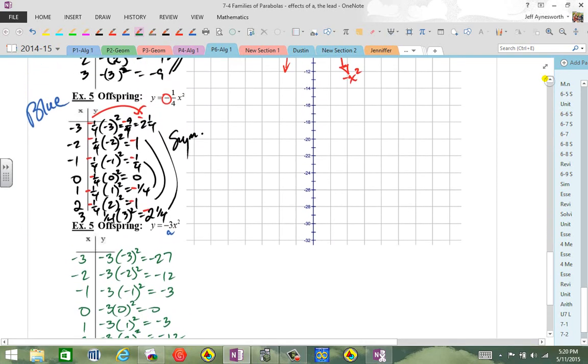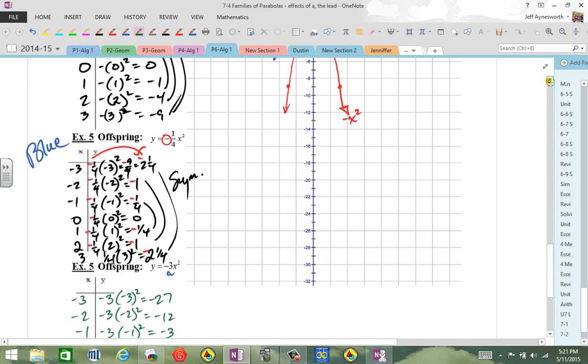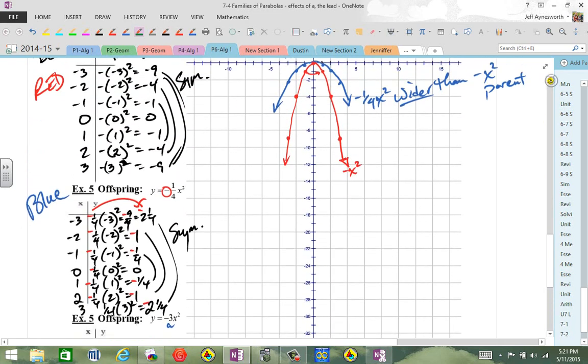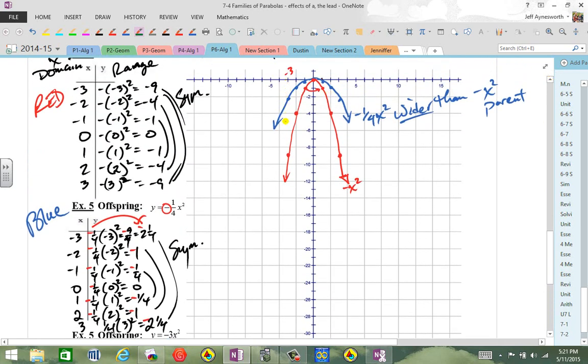Oh, yeah. So left 3 down 27. So 27 right here. And then left 2 down 12. Left 2, okay, down 12.